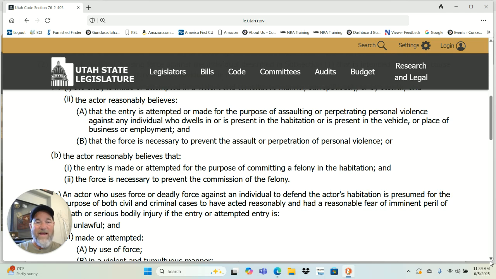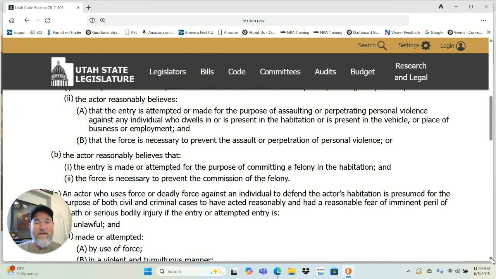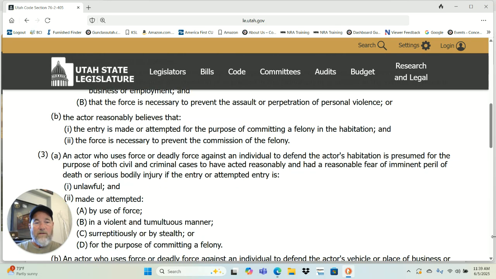So if you were in fear of your life when somebody kicked in the door, as I'm sure Leon was, that would be some justification to do that. Under paragraph B, it says, or you reasonably believe that the entry is made or attempted for the purpose of committing a felony in the home, and the force is necessary to prevent the commission of the felony.